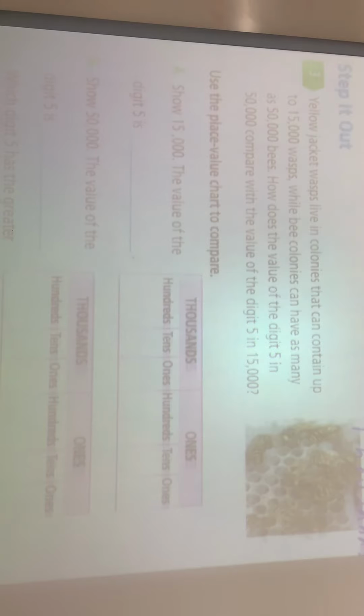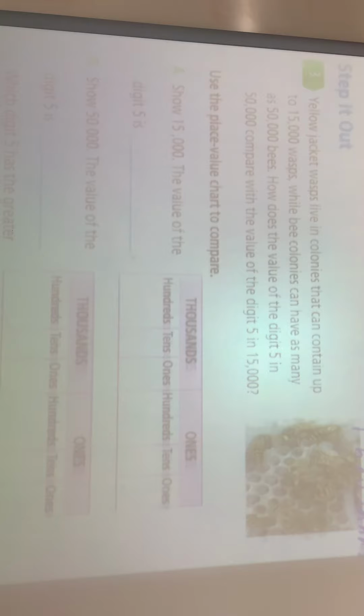Whoa, whoa, whoa, we're missing something. I heard 15,000 and 50,000, but I'm missing something. 15,000 wasps and 50,000 bees. Now we actually don't need that information per se, but it's good to get in the habit of it. So let's go ahead and look at A.